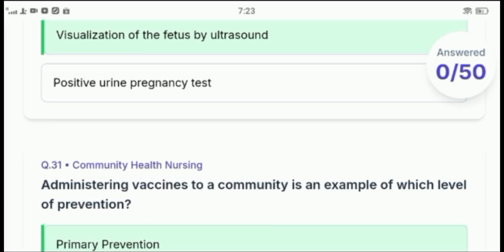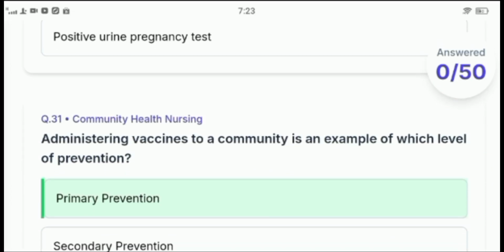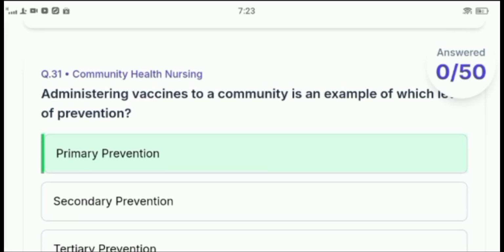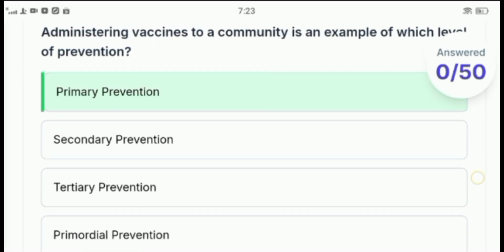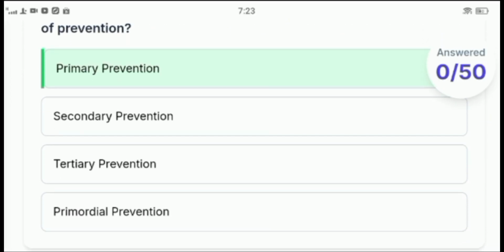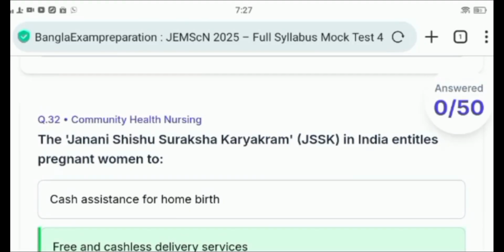31. Community health nursing. Administering vaccines to a community is an example of which level of prevention? A. Primary prevention, B. Secondary prevention, C. Tertiary, and D. Primordial. So the correct answer is A, primary prevention.